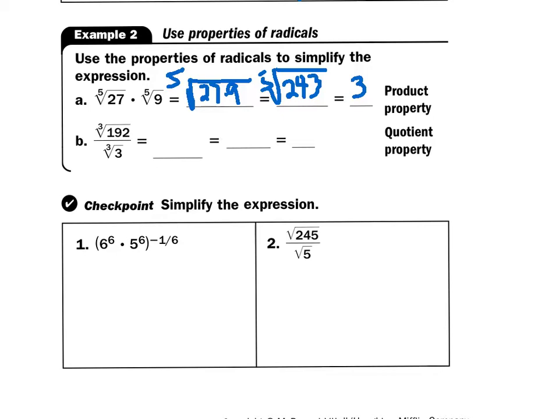Okay, with this, again, same radical, so I can go ahead and put it under the same radical sign. And 192 divided by 3 is 64. And the cubic root of 64 is 4. Okay, go ahead and do those checkpoints. Start the video again when you're done.